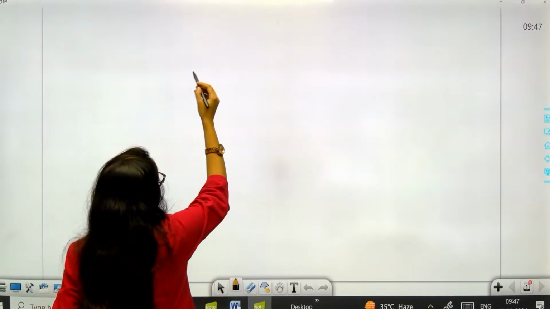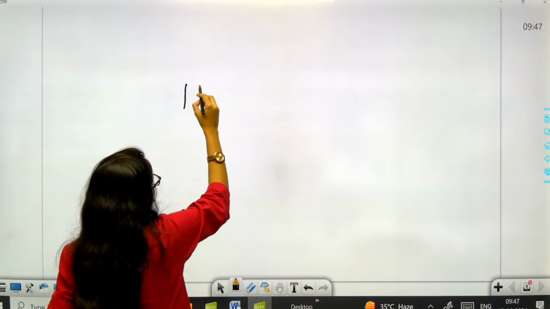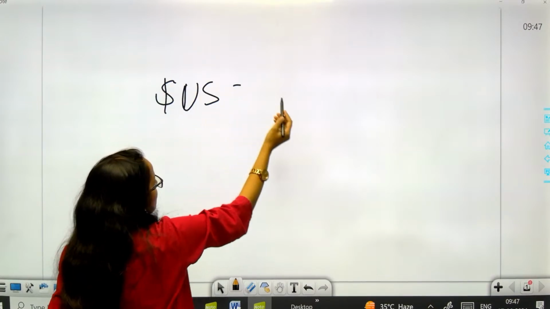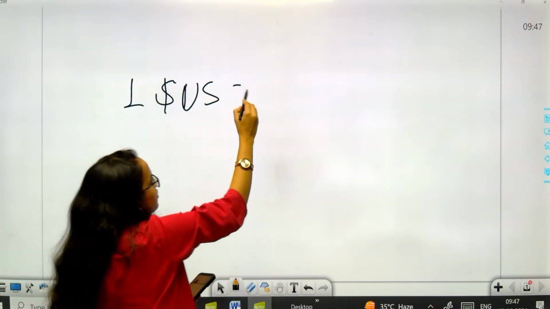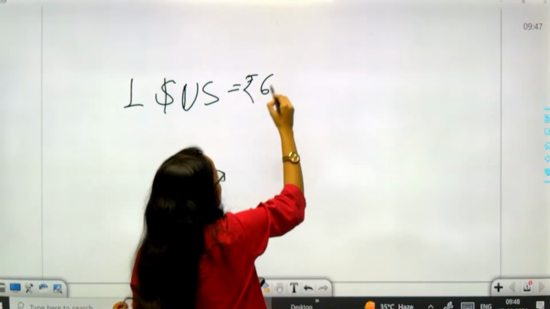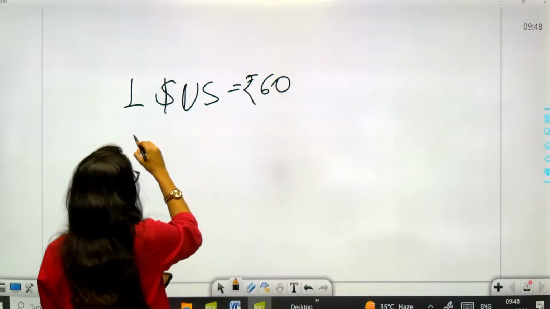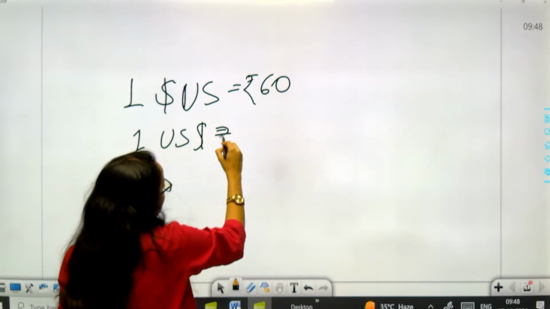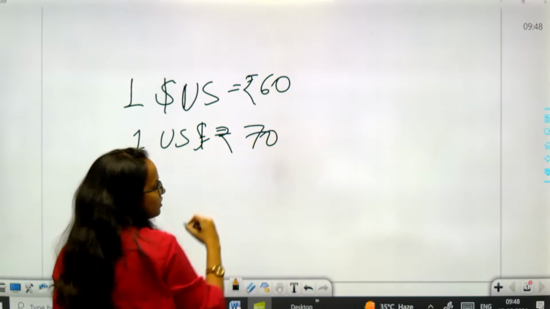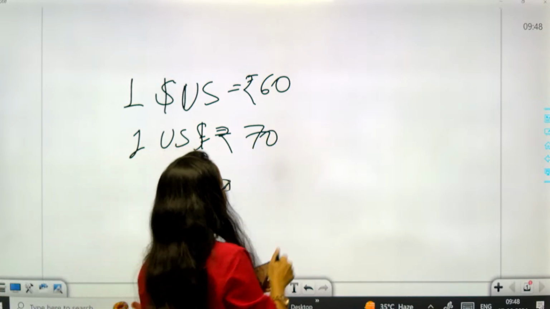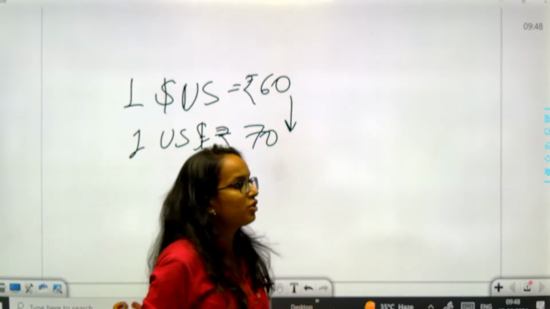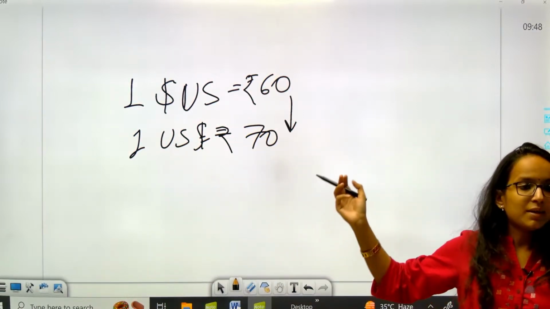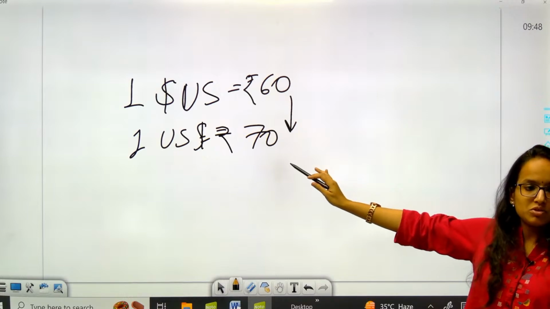If I say that earlier for $1 you had to give 60 rupees, now for $1 you have to give, say, 70 rupees. So is this situation appreciation or depreciation?